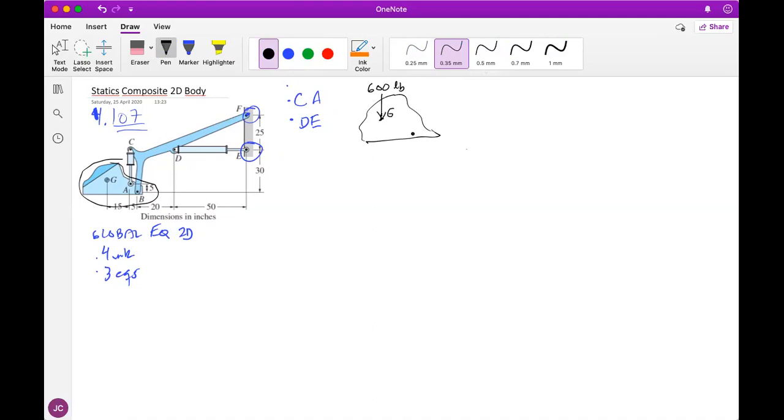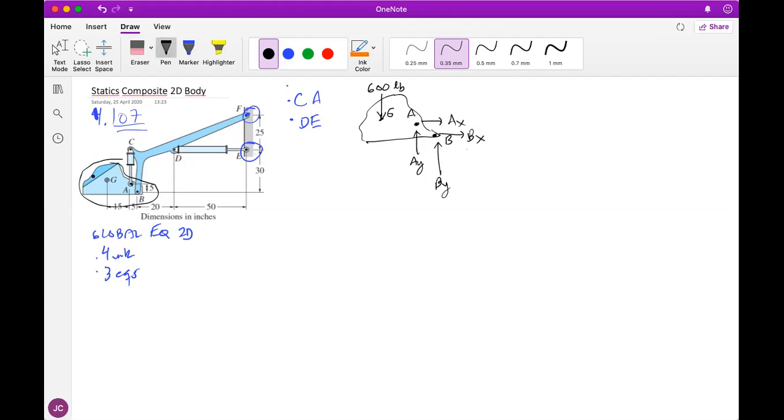Then I have something happening at A. At A, I see that this is a pin support, so I'm gonna put AY, and this is gonna be AX, because it's a pin support. And at B, here in the corner, this is point A, and this is point B. Therefore, I will put BY there and BX there.